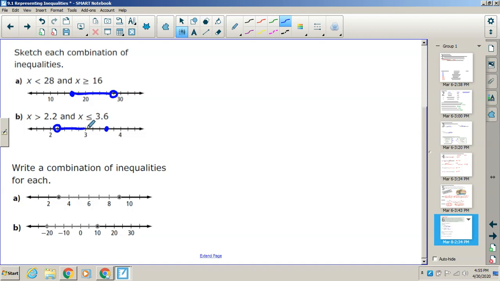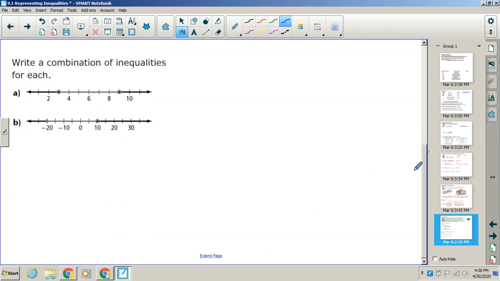So here I would join those two together. This is showing that x can be greater than 2.2, but not 2.2, and is less than 3.6, and it can be 3.6. So that would be graphing a combination of inequalities. Now the flip side, the same sort of concept, is we are going to write the combination of inequalities represented by this number line right here.